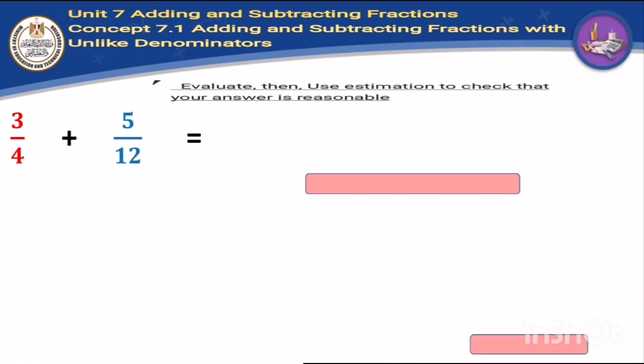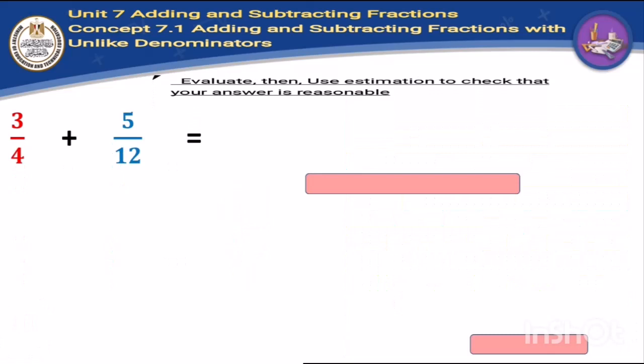Now another question, but read with me. It wants me to evaluate, then use estimation. After I solve, I do estimation, meaning I check whether my answer is close to correct. Is it reasonable or not? 3 over 4 and 5 over 12.